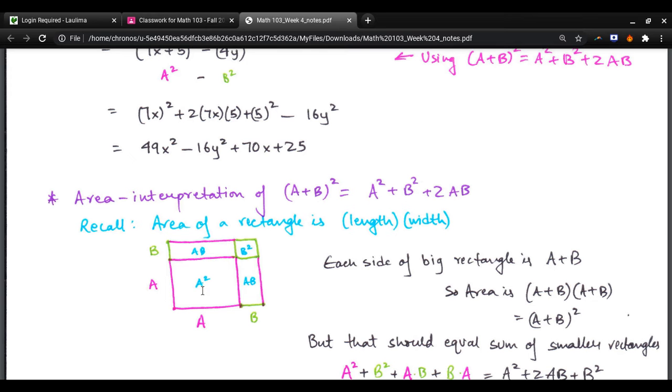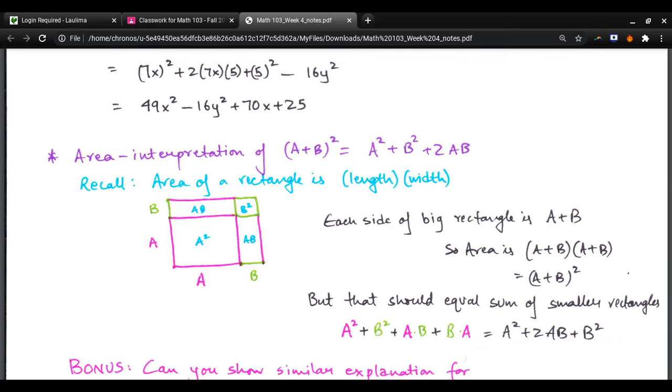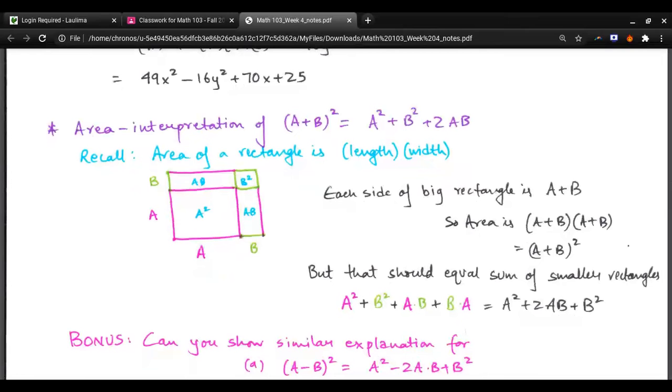Now the construction here shows you that there are four small rectangles, and what's written inside is the area of the rectangle. So this small rectangle is area a squared. These two are ab, and the green one is b squared. Now, the area of the big rectangle must equal the sum of the areas of the small rectangles. And the area of the big rectangle we know is a plus b whole squared. And the sum is a squared plus 2ab plus b squared, and then you have your identity.